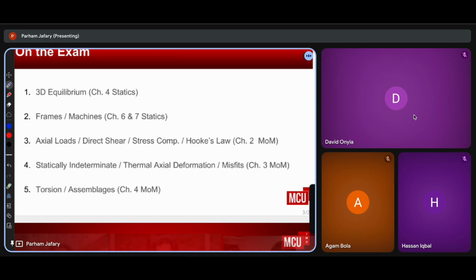It's stuck at the first slide. The Google Meet is stuck at the first slide.